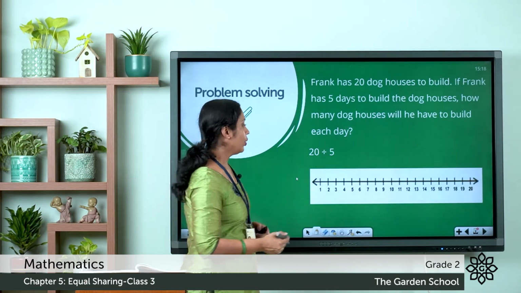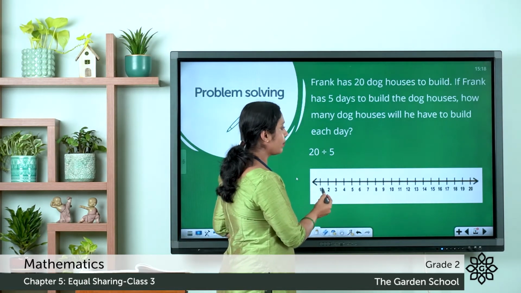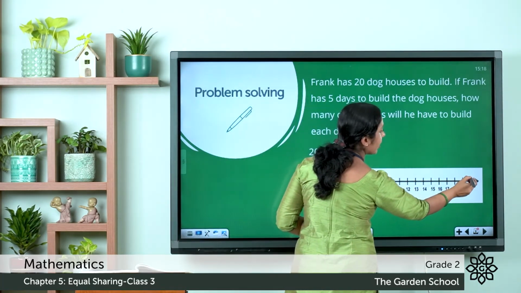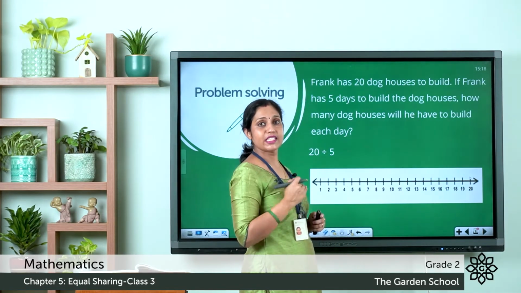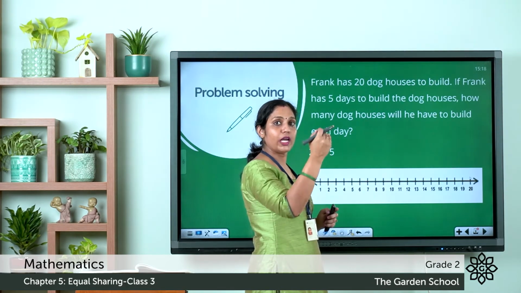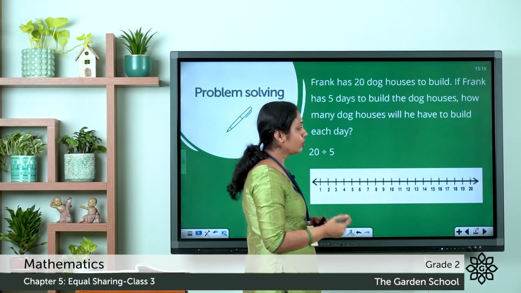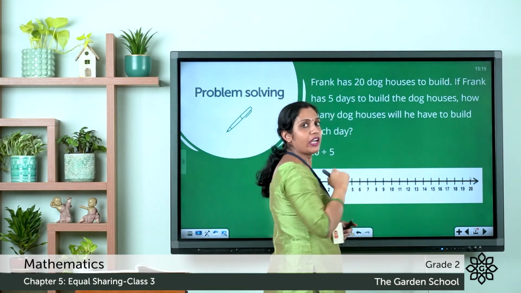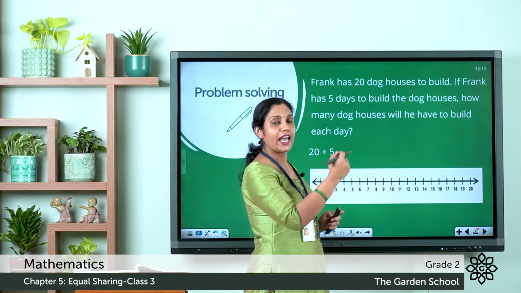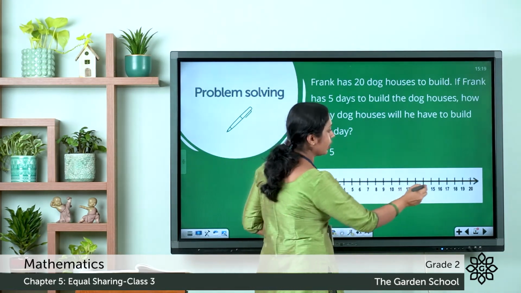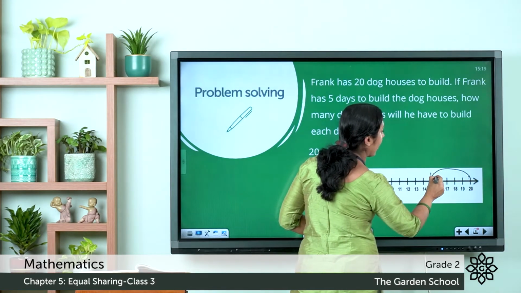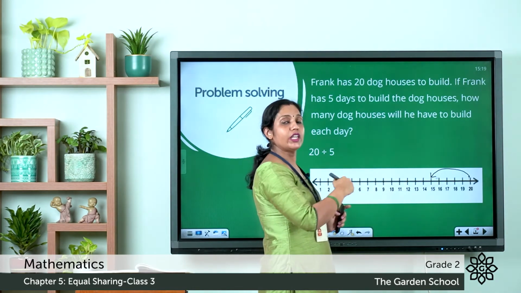So let's start. Look at this number line. It is having numbers from 1 to 20. So we'll start from the number 20. So here you can see the number 20. Now how many steps should we come backwards? It is 5. So from 20 we have to come 5 steps backward. So 20 minus 5. How much is it? It is 15. So from 20, let's draw an arrow backwards to the number 15. So from 20, we are drawing a backward arrow to 15. That means we are counting backwards.